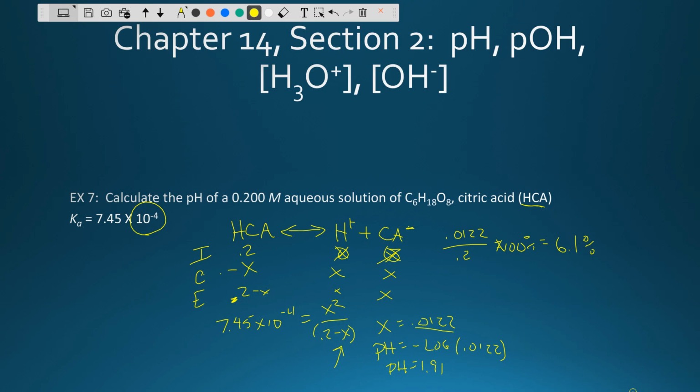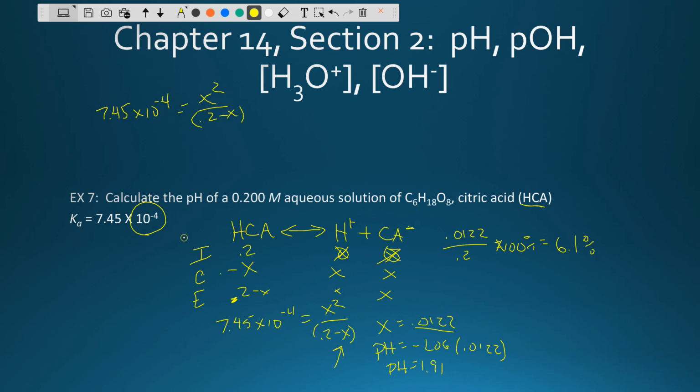So now I have to go back and actually account for that X. So let's go ahead and do that. My 7.45 times 10 to the negative 4th, okay? That will equal X squared over 0.2 minus X. Now we cannot disregard this. So I'm going to multiply both sides by my 0.2 minus X.